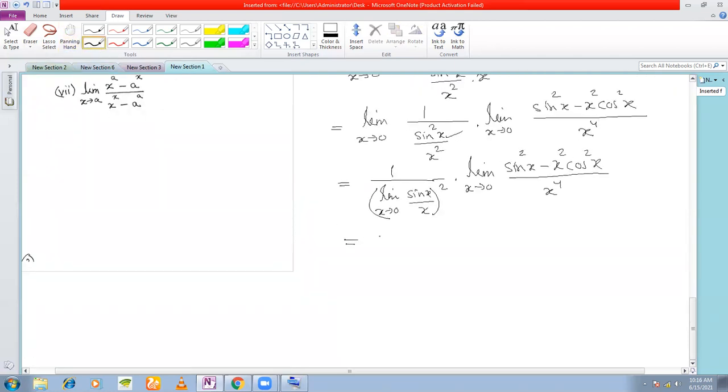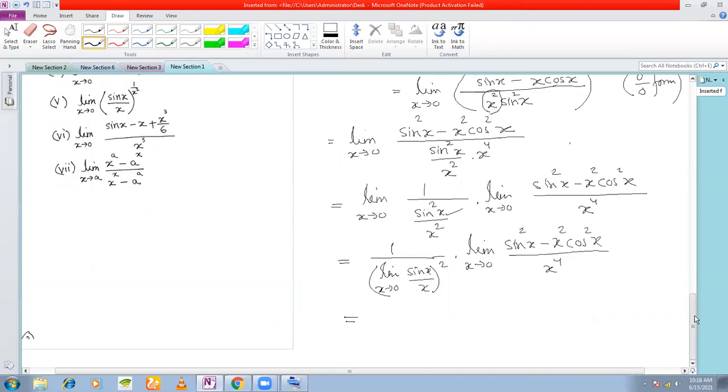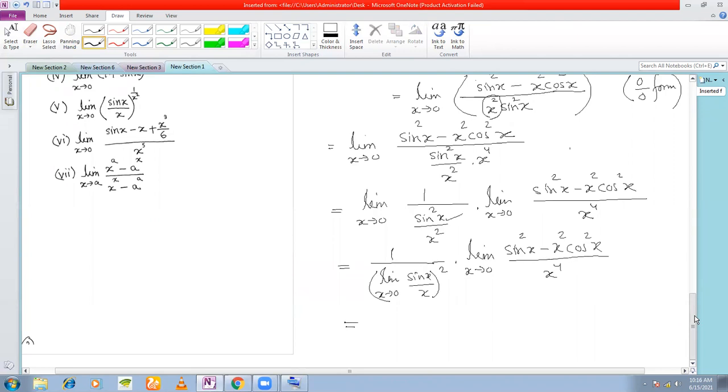So in the second limit, we can put x is equal to 0. In the second part, limit x tends to 0, sine square x minus x square cos square x, we can put 0 as x is equal to 0. Yes, if you put x is equal to 0, you will get a 0 by 0 form, isn't it? Then we have to differentiate. This part is 1, isn't it? So this part vanishes. So here you get a 0 by 0 form.